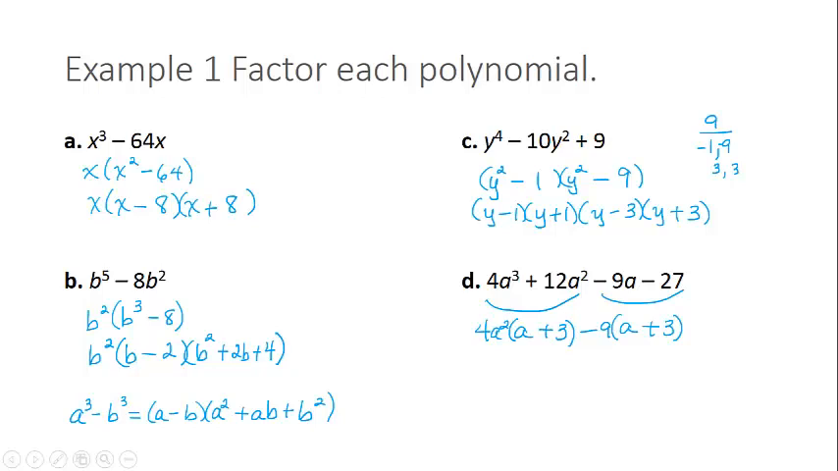Now we're still not in the factored form because we have a difference, but we do have a common factor of a plus 3. So when we factor that out, we're left with 4a squared minus 9. But 4a squared minus 9 is a difference of squares, so we can factor that further as a product of conjugates. And we need a 2a minus 3 and a 2a plus 3.